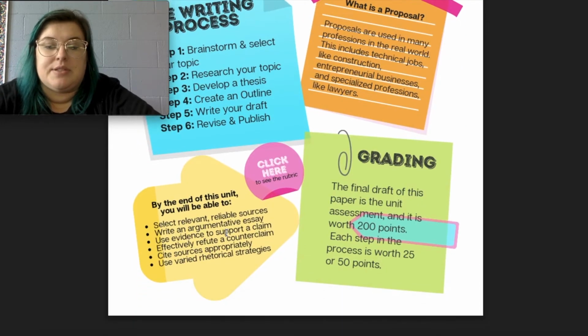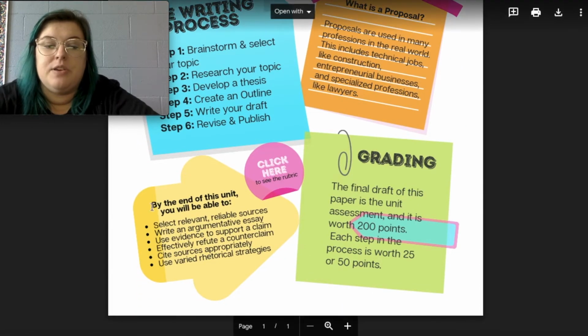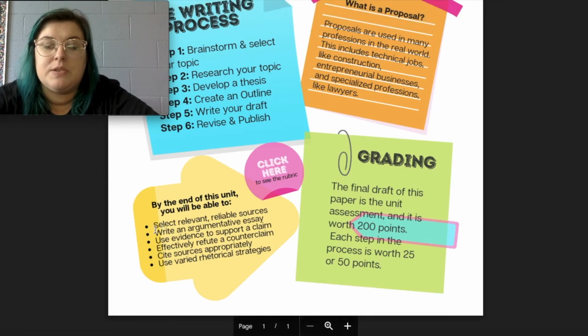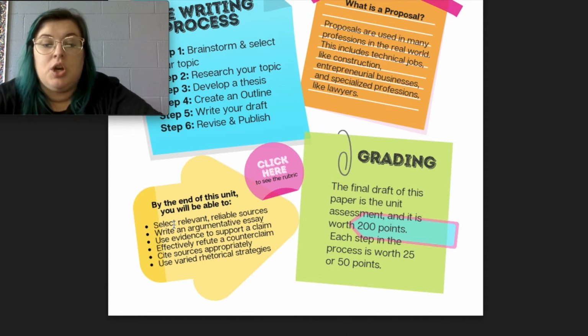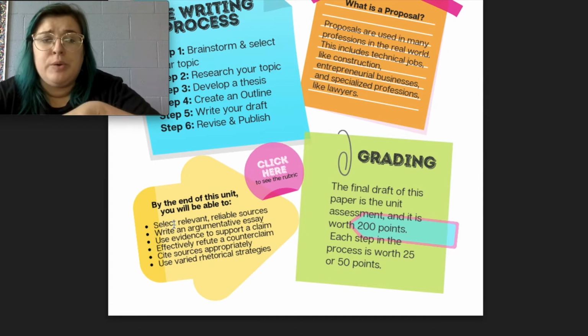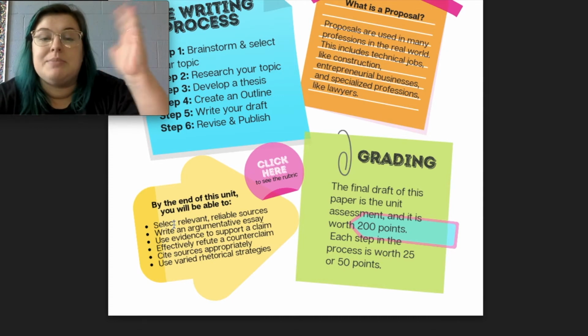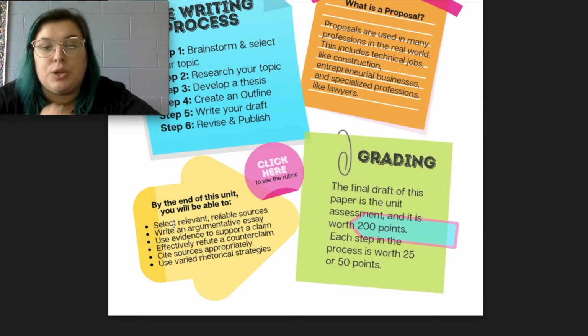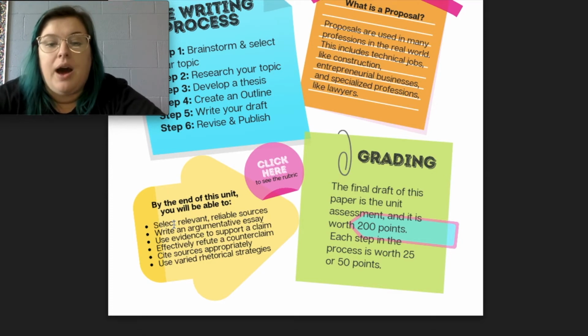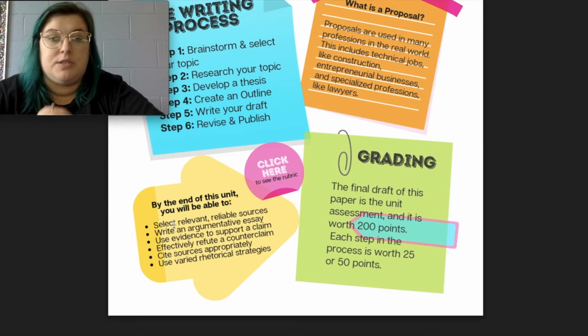If you scroll down slightly, you will see that these are the learning targets that we will be focused on this unit. So you're going to be selecting relevant and reliable sources. You're going to be writing an argumentative essay. You're going to be using evidence to support your claim, refuting a counterclaim. And don't worry if you don't know what some of these words mean, because you're going to learn. And that's exactly why I have included this list of learning targets for you.